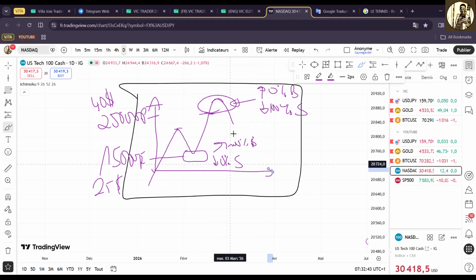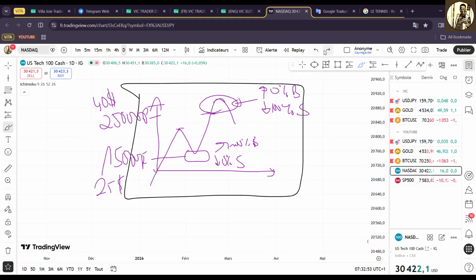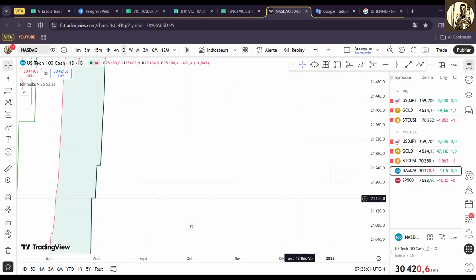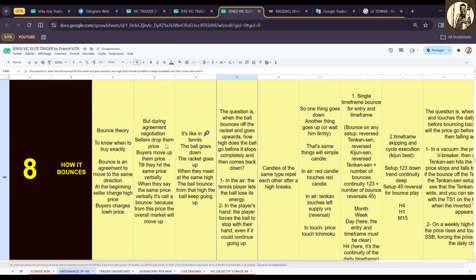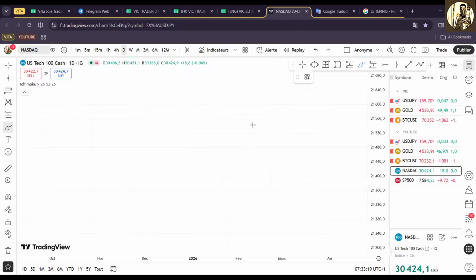So that's the reason why psychologically the price moves like waves, ups and down, ups and down, ups and down, because that's what is happening. So your goal is to identify on the chart what are all of the elements of the bounce theory. I will show you the elements of the bounce theory. But first of all, let me talk a little bit about another example. That is the tennis ball example.